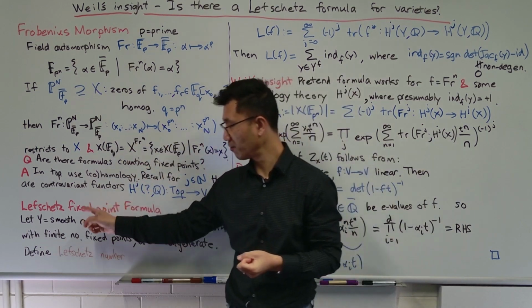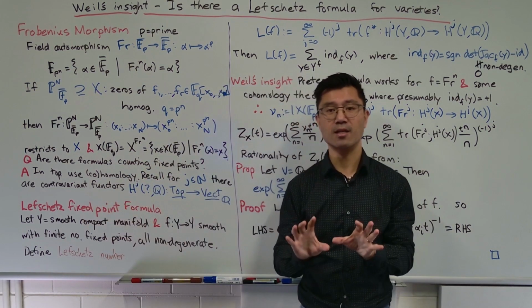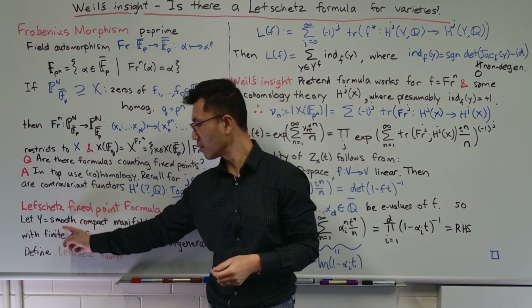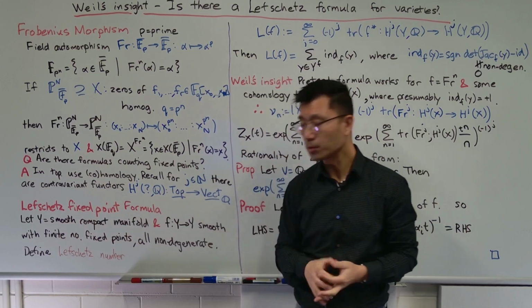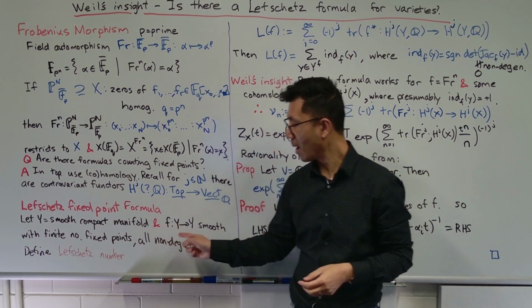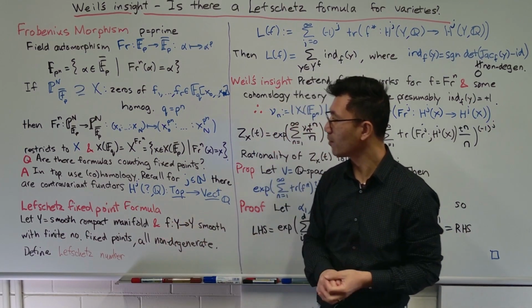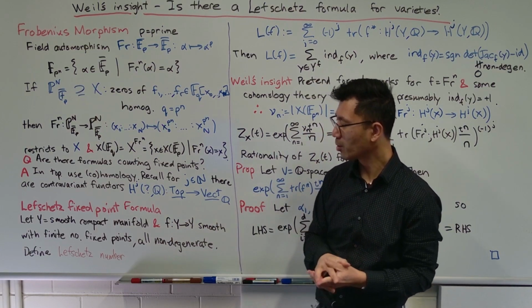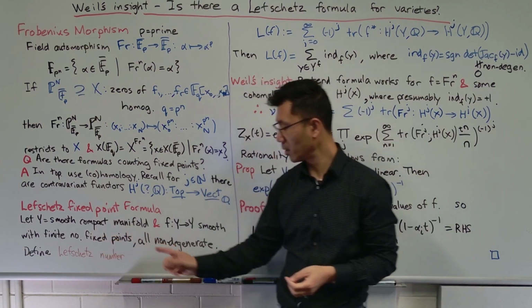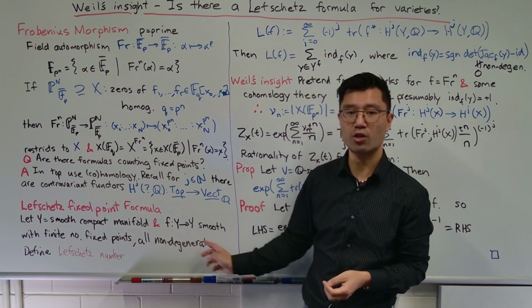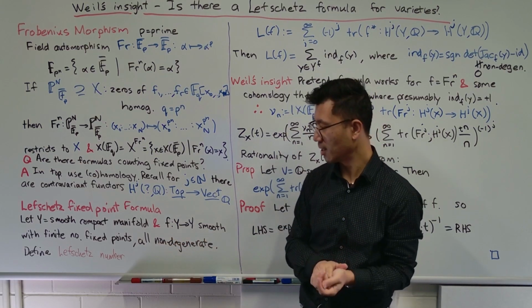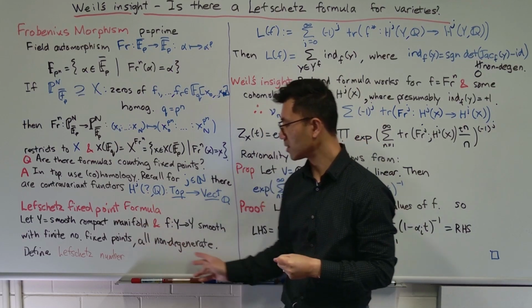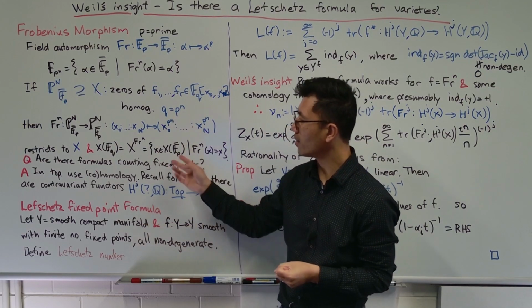Okay, so what's the formula for counting the number of fixed points? So this is the Lefschetz fixed point formula. And I'll state it in the following way. I'll look here at Y, some sort of smooth compact manifold, and the map F from Y to itself is going to be a smooth map, and we'll assume that it has a finite number of fixed points, and all of these are non-degenerate. I'll define what non-degenerate is in a little while.